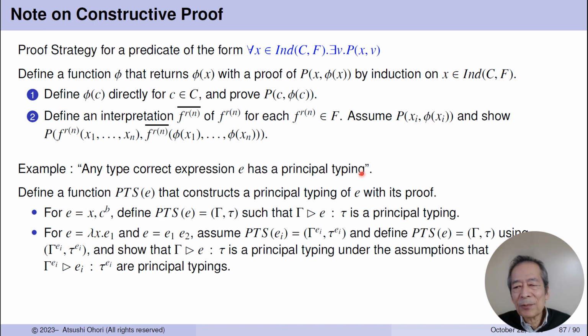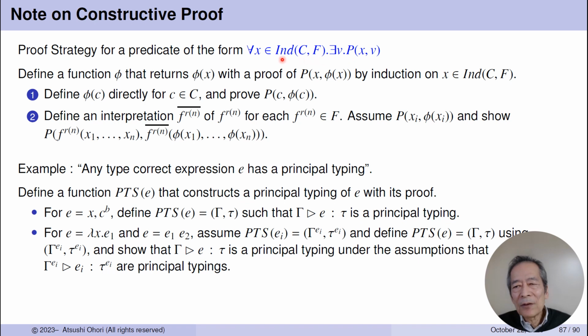So in order to show this, it is abstractly written in this form: for any element of this inductive closure, there is some value satisfying this property.